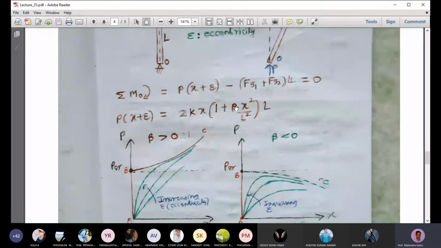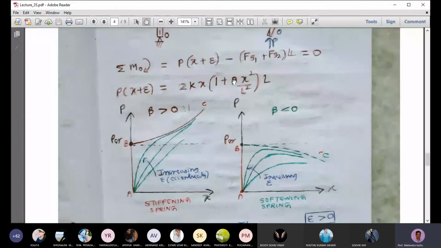Beta is 0, we have done that analysis. It will be simply 2 kx L. I have shown that bifurcation diagram and all. But here we are interested in what will happen if beta is greater than 0 and what is happening when beta is less than 0. So let's look at that.